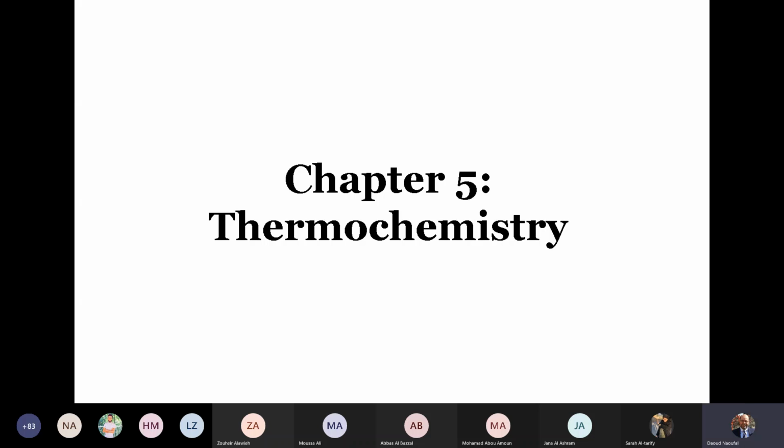Then we pass from the first law of thermodynamics to the second law, where we explain what we call entropy, delta S, and then we pass to the free enthalpy, delta G. Any reaction has a value of delta H, delta S, and delta G. From the value of delta H, we can know if the reaction is endothermic or exothermic.